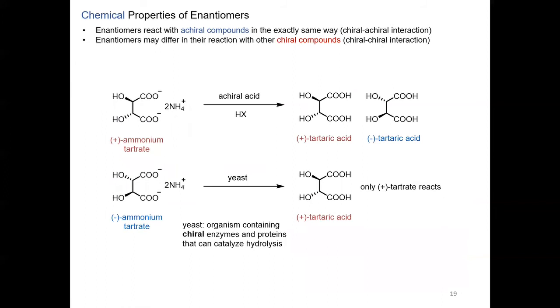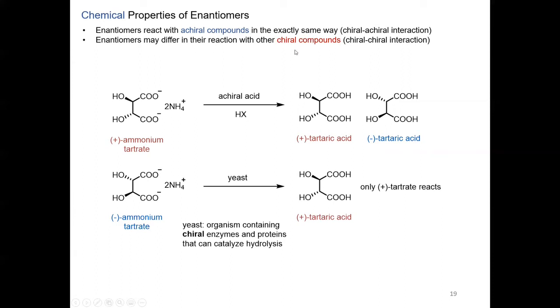On a molecular level, we have this example, which shows a 50-50 mixture of ammonium tartrate, containing both plus and minus. If we try to hydrolyze it with an achiral acid, let's say hydrochloric acid, then we get both acid products. Both the plus and the minus react with the achiral acid. That means achiral compounds react with enantiomers in exactly the same way.